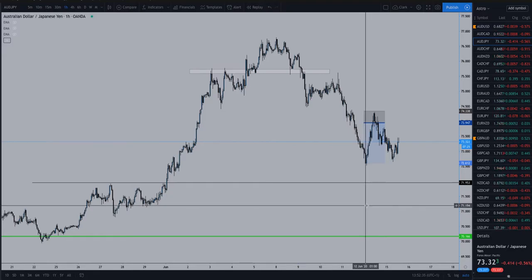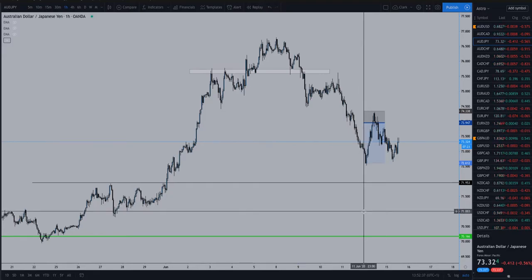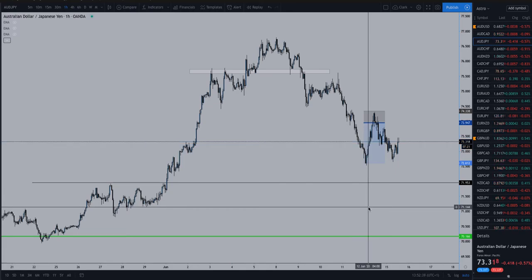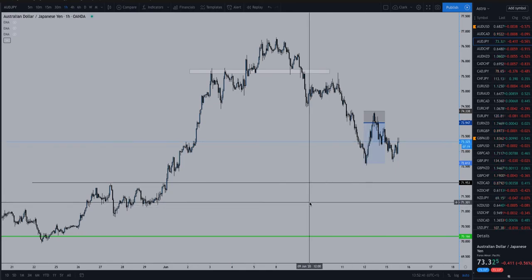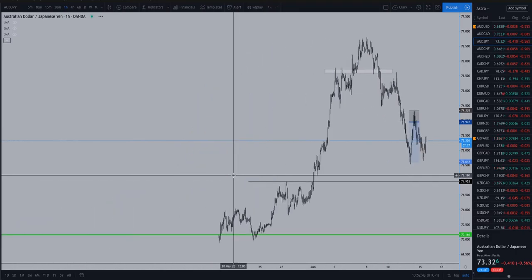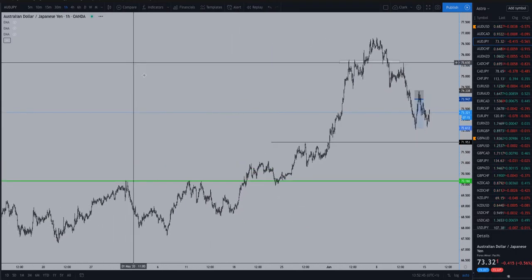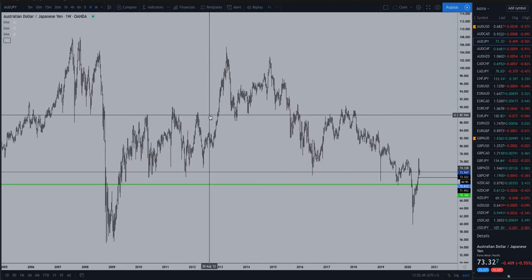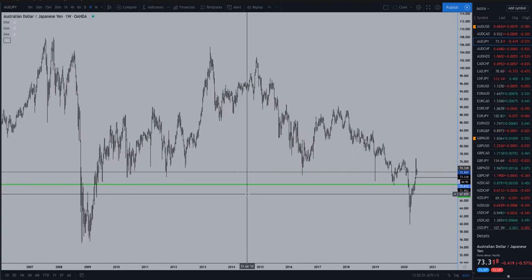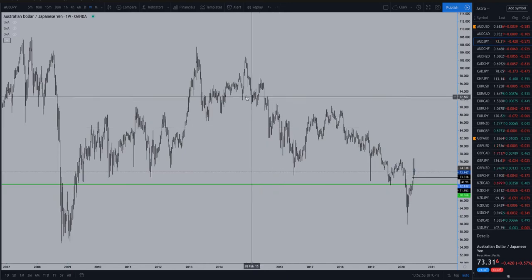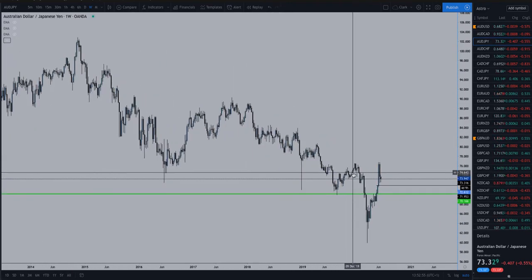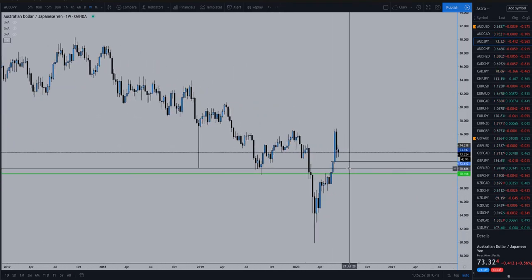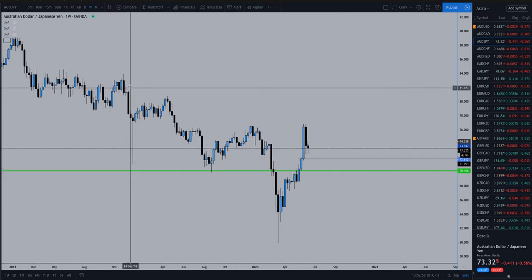Okay. Continuation of the first video, looking at AUDJPY. All right, so let's go to weekly. Like I said, we'll go weekly, daily, then hour. For the weekly, looking the same as most of the AUD pairs. Okay, so we're going to go a little bit quicker here.